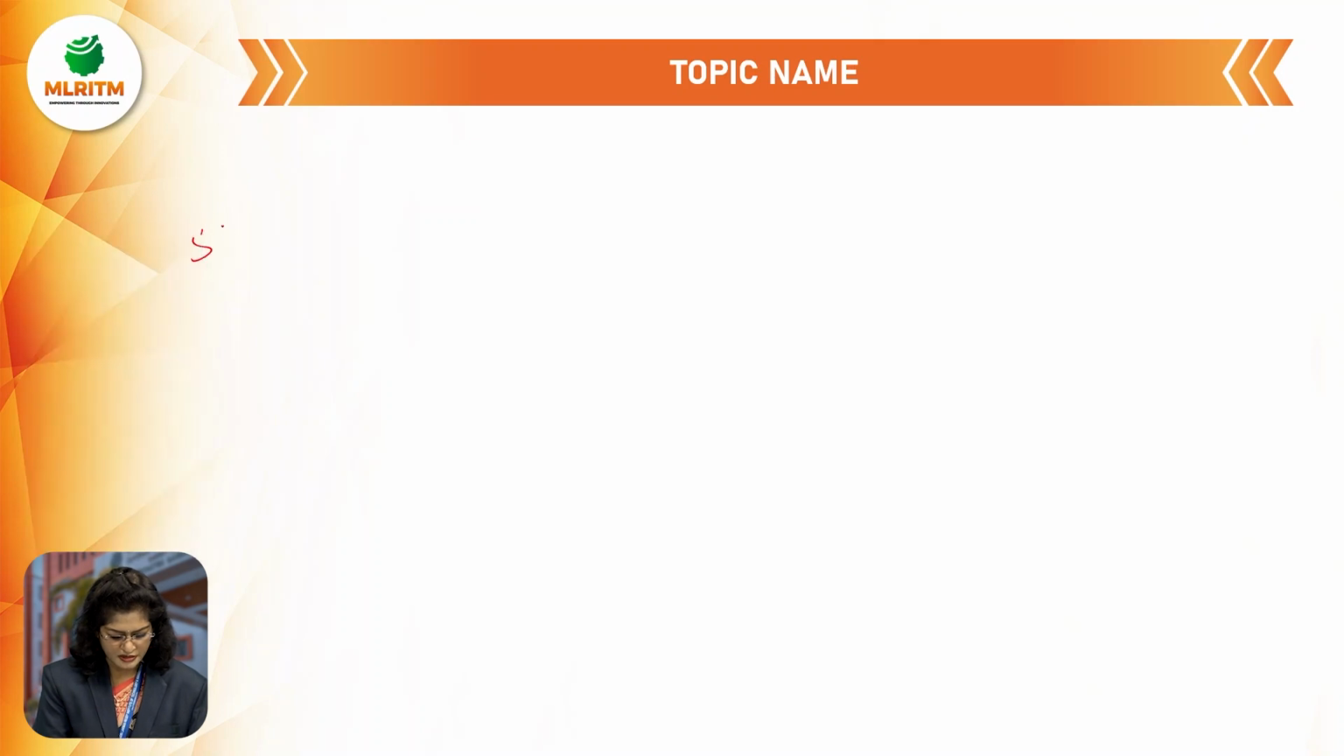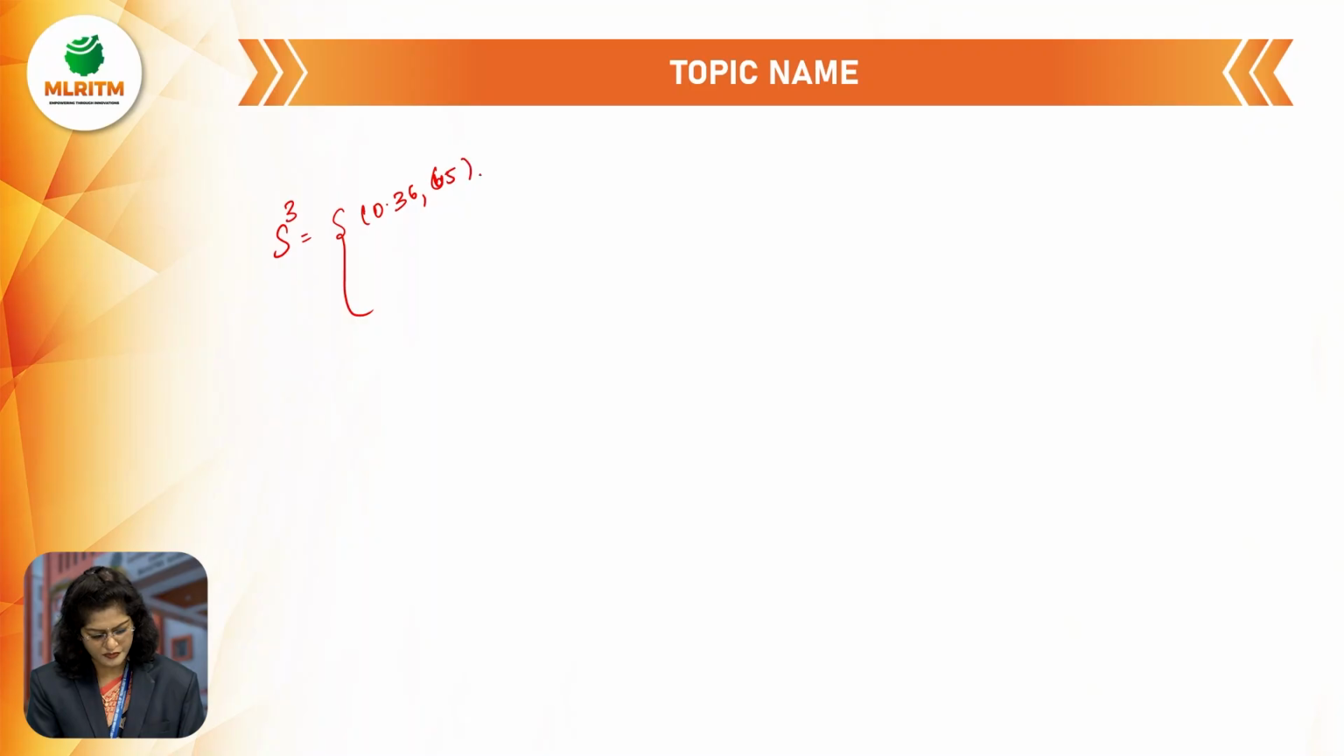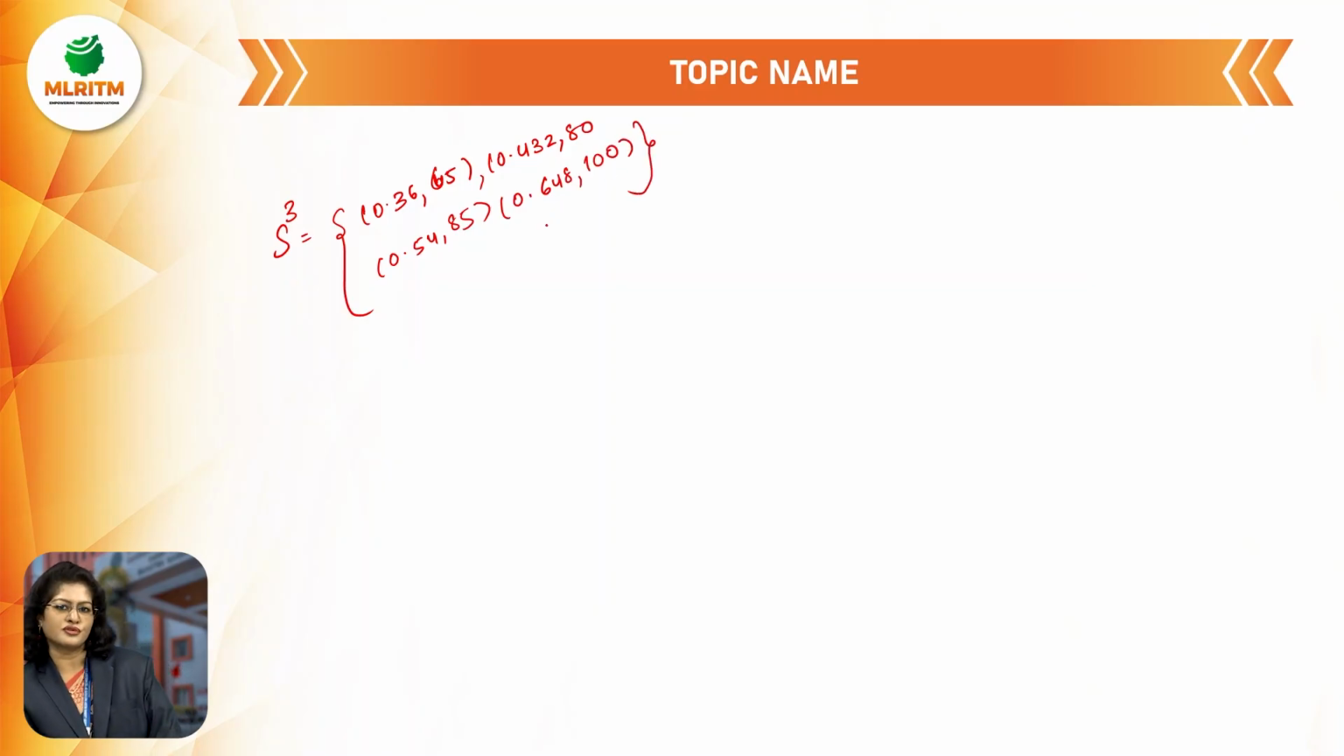S3, you need to take it as 0.36 comma 65, 0.432 comma 80, 0.54 comma 85, 0.648 comma 100. Why? Because with less cost you are going to get the maximization with high. So that's why we need to remove the pair of 105.